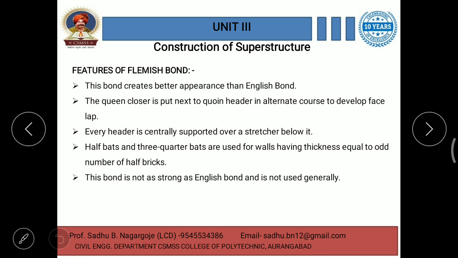And then this bond is not as strong as English bond, and therefore it is not used generally. Generally, English bond is preferred over the Flemish bond. Okay, so these are the four types of bonds we have studied in detail here.